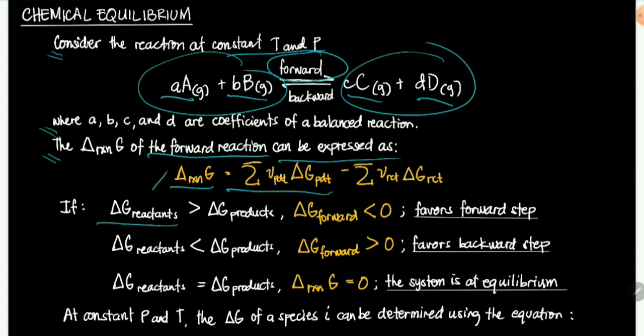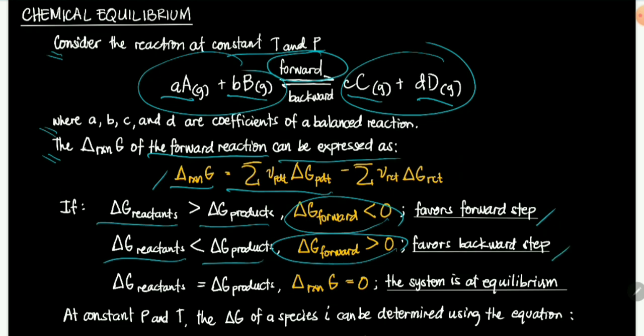So if the delta G of the reactants is greater than that of the delta G of the products, the forward delta G is less than 0. So ibig sabihin, it will favor the forward step kasi spontaneous or mas spontaneous yung forward na reaction kaysa sa backward reaction. So if the delta G of the reactants is less than that of the delta G of the products, positive yung magiging delta G natin, so mas favored yung backward step. So yung forward step non-spontaneous kasi positive yung delta G niya, so yung backward step yung mas favored.